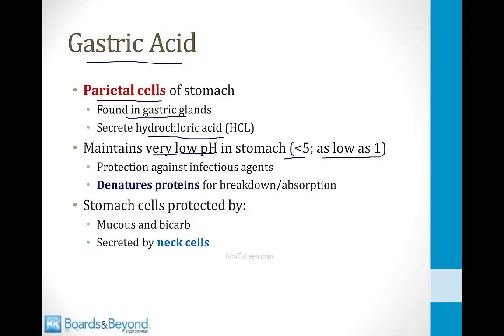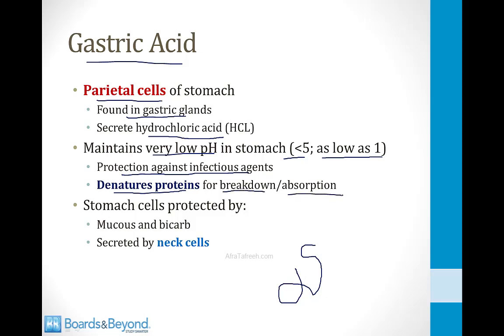This very low pH is important for a couple of reasons. First of all, it protects against infectious agents. So any bacteria that get into the food we consume are usually killed by the low pH in the stomach. And then in addition, it denatures proteins. So as you may know, proteins are globular three-dimensional structures. And when they're exposed to a low pH environment, they begin to fall apart. And this begins the process of breaking down proteins so they can be absorbed into the body.